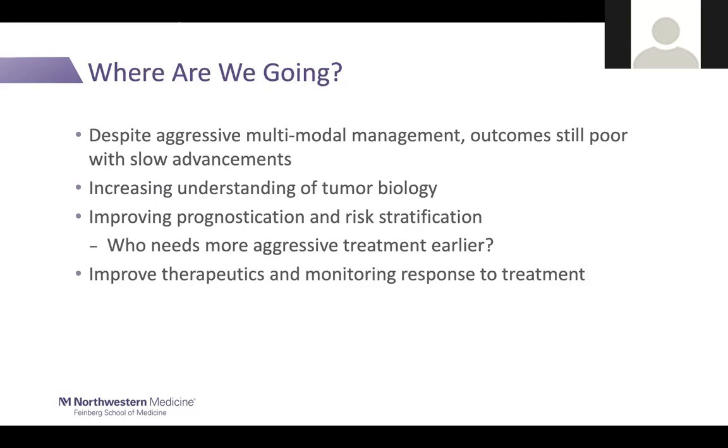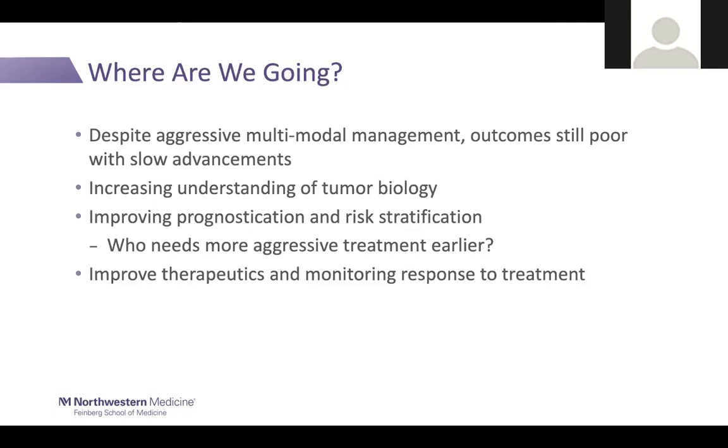We're increasing how we understand the tumor biology itself. How these tumors grow. Why do some grow quickly? Why do some tumors not grow very quickly? And even though they're technically the same tumor, what molecular features drive one versus another? Why do some tumors have resistance to treatment? How can we prognosticate and risk stratify with all this information that we're getting?